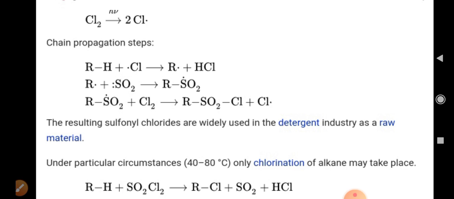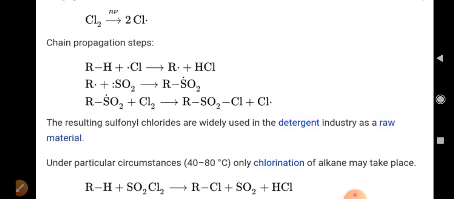The overall reaction is given below: RH plus SO2Cl2 gives RCl plus SO2 plus HCl. That means under particular circumstances, if we use a typical temperature of 40 to 80 degrees, only the chlorination of alkane will take place. You know the chlorination, hydrocarbon alkane with sulfuryl chloride gives alkyl chloride. This means this is a simple reaction of chlorination in which hydrogen is replaced by Cl. But this reaction takes place under the particular condition only.